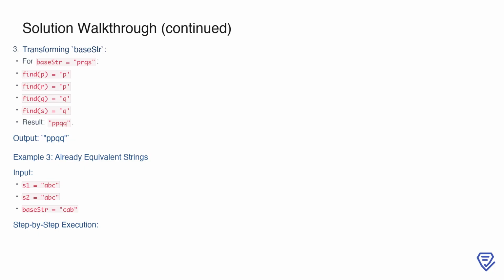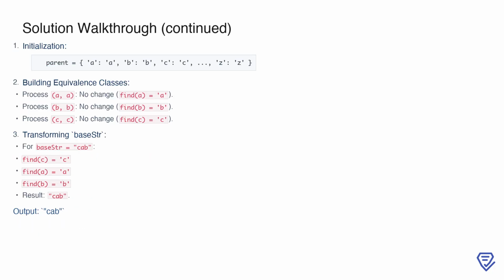Replacing each character in base str with its smallest equivalent gives us the result PPQQ. This example demonstrates how the solution handles disjoint sets of equivalence classes, ensuring that transformations respect these independent groups. Next, we look at a case where all characters are already equivalent.